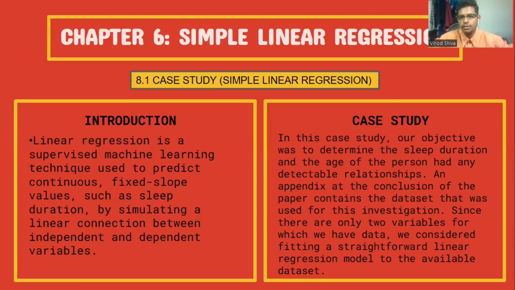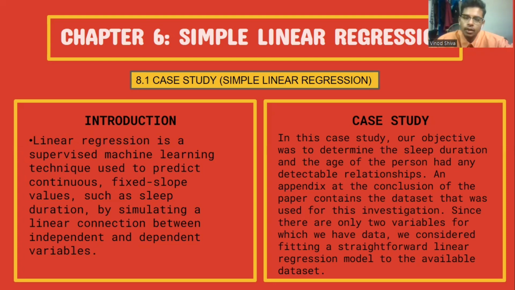Finally, chapter 6, simple linear regression. Case study, simple linear regression. The introduction: linear regression is a supervised machine learning technique used to predict continuous fixed slope values such as sleep duration by simulating a linear connection between independent and dependent variables.